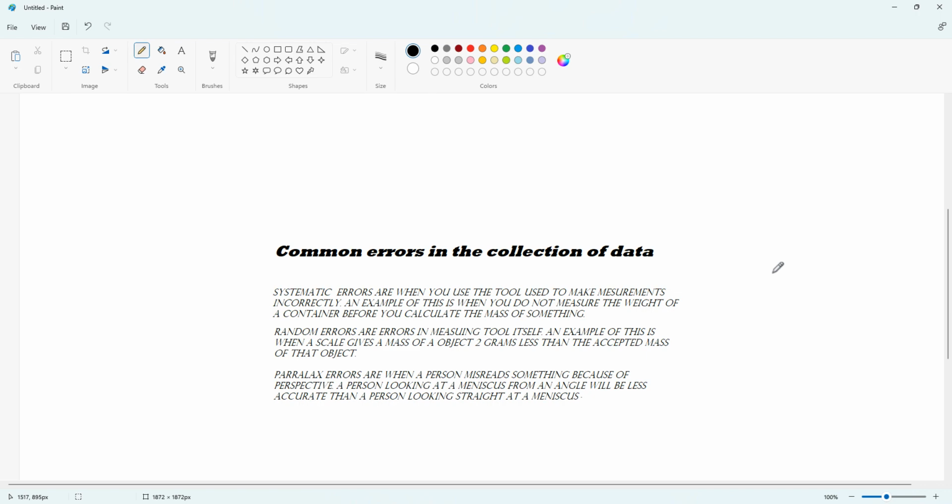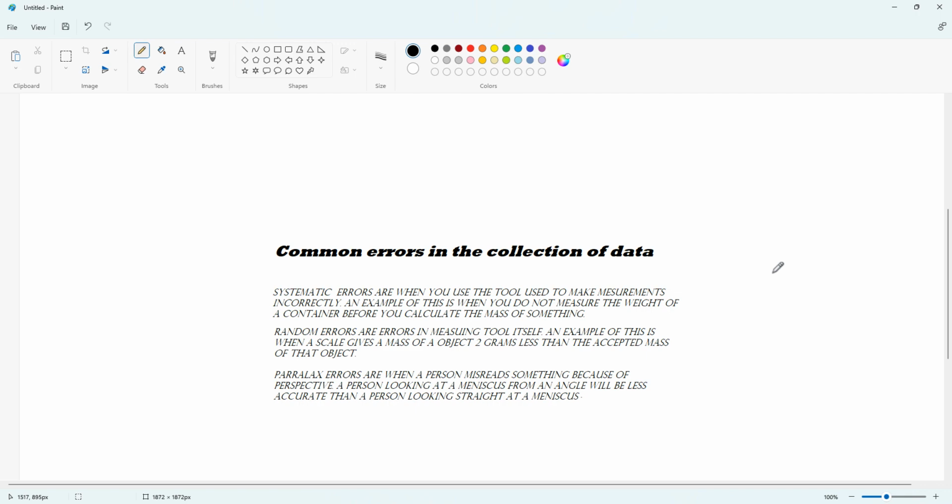For example, let's say I had a liquid in a container, and I found the mass of that liquid, but I found the mass incorrectly because I did not subtract the mass of the container from the total to find the actual liquid mass.